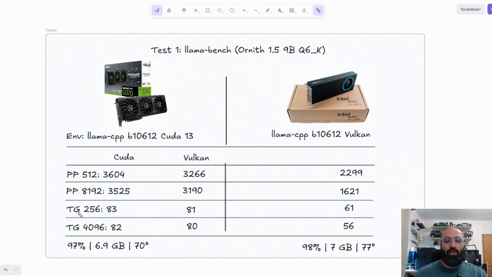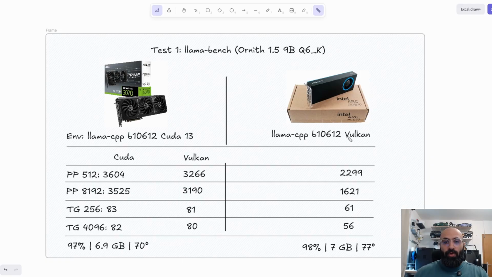If we go to the token generation, for 256 tokens, it scored 83 tokens per second, and for 4,096 tokens, it scored 82 tokens per second, which are really great numbers. Those numbers are a bit lower on the Vulkan driver, but still it's almost 3%, maybe 4% maximum for token generation. That's really great.